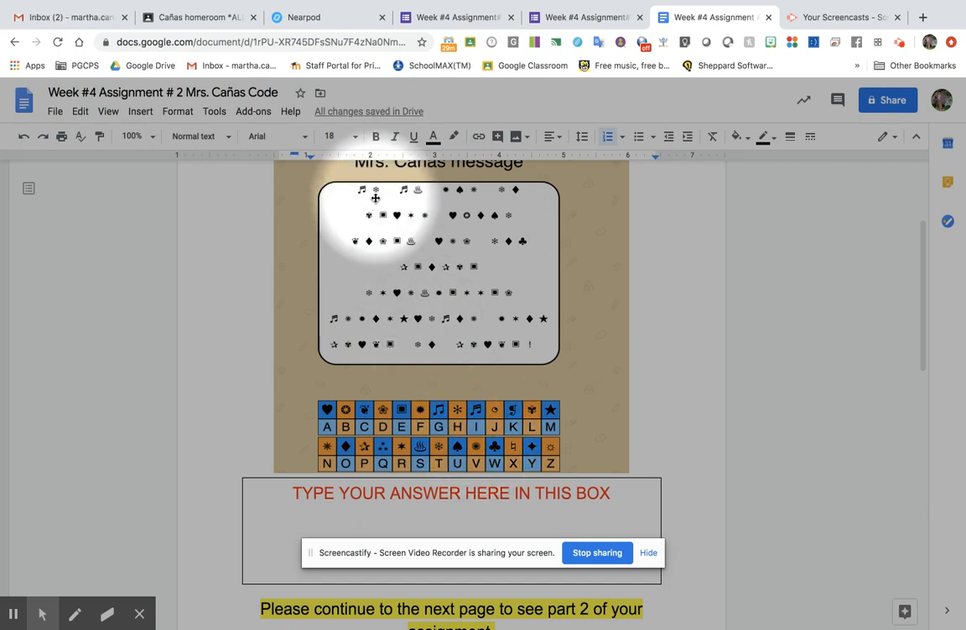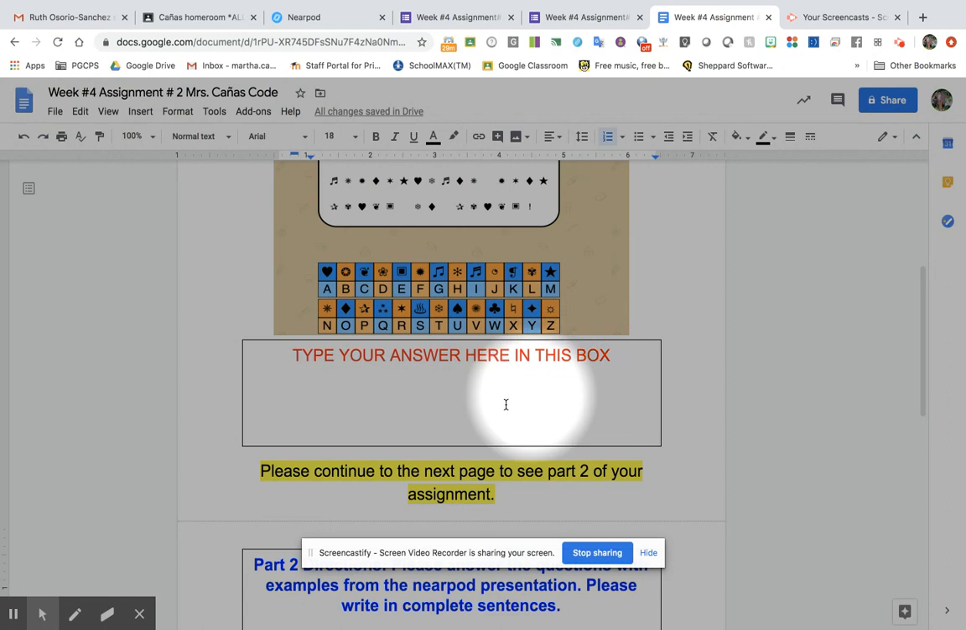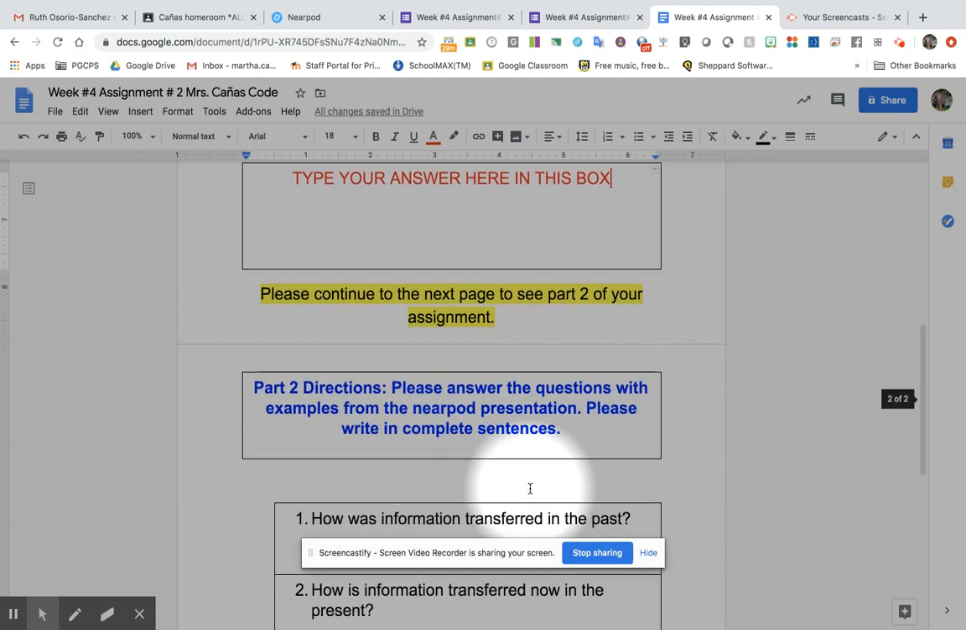The second kind of looks like a snowflake. So let's look down here. Where was the snowflake? Did we miss it? There it is. It's the letter T. That means the first word in the message is it. You're going to have to figure out the rest of the code. Where are you going to type your answer? Right here in this box. Type your answer here in this box. Okay? You just click in there and start typing. Please continue to the next page to see part 2 of your assignment.